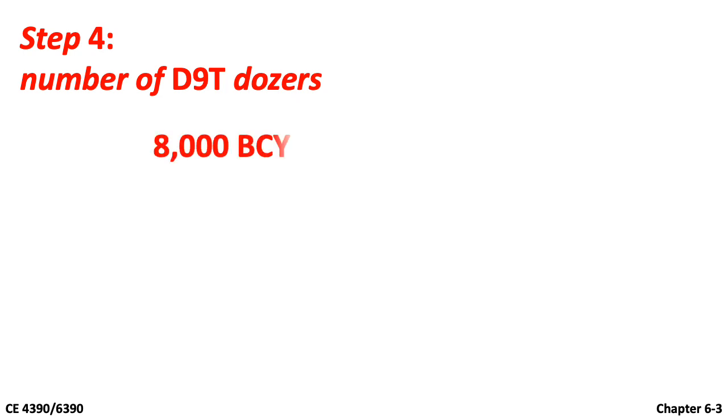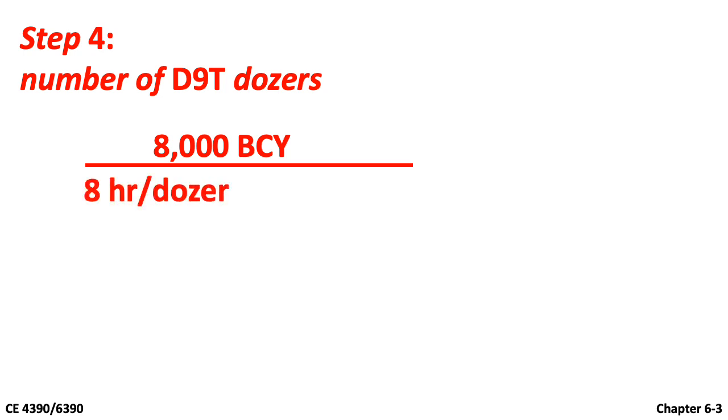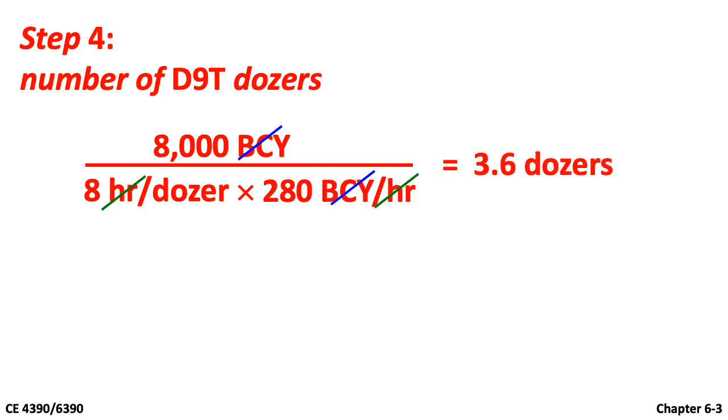Step 4. Determine the number of dozers. What you need to do is simply divide the total rock volume to be ripped, 8,000 BCY, by the total production that each dozer makes in 8 hours, which is equal to 8 hours per dozer times hourly production 280 BCY, or 3.6 dozers. Let's round it up to 4 dozers.